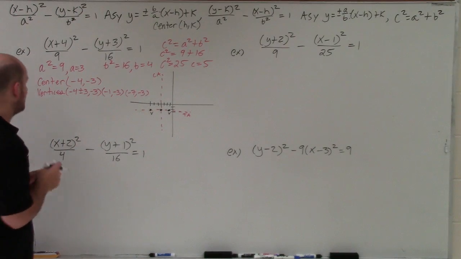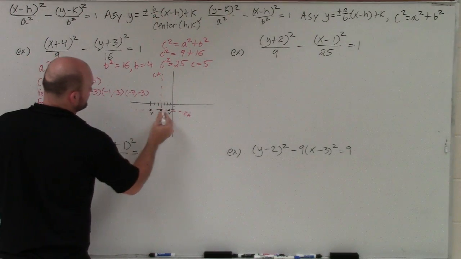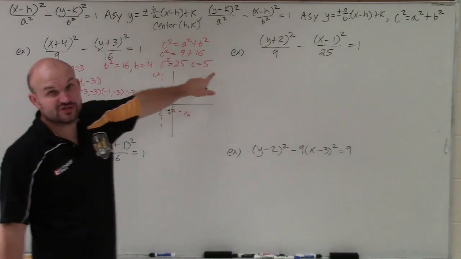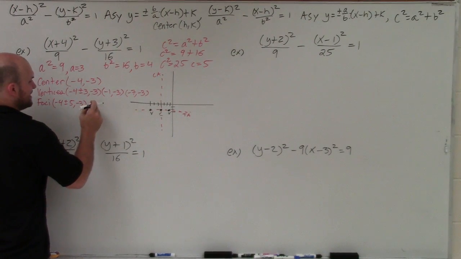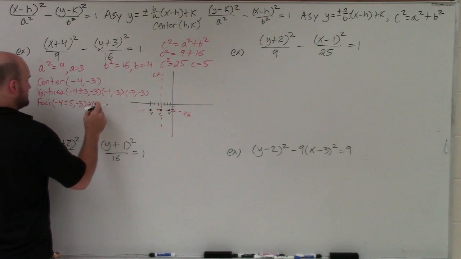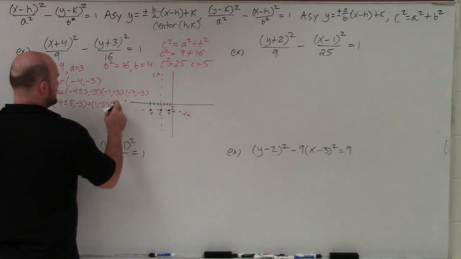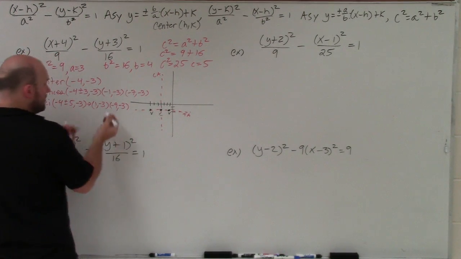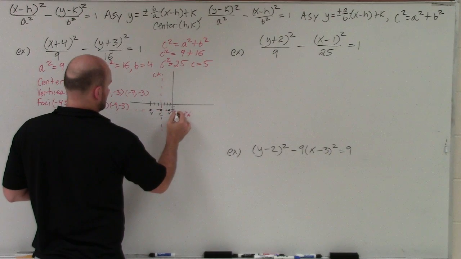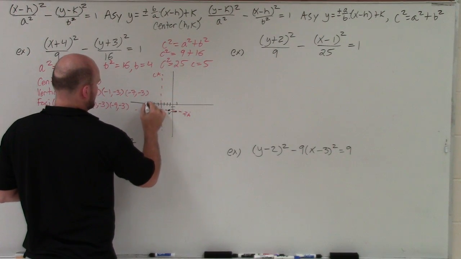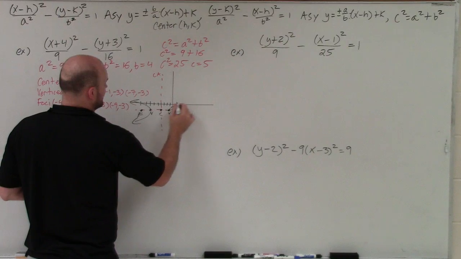The next thing we need to do is figure out our foci. Again, our foci are going left and right from our center. So that's going to be a distance of c, which is 5. So that's going to be -4 plus or minus 5, comma -3. When we simplify that to our two coordinate points, that gives us -4 plus 5 is going to be 1, comma -3. And -4 minus 5 is -9, comma -3. So you could either plot those points, or from the center, you could just go left or right 5. And there's my two foci, so I know the graph's going to look something like that.